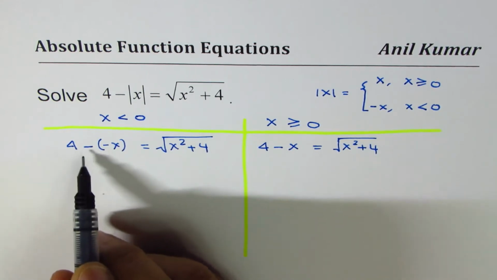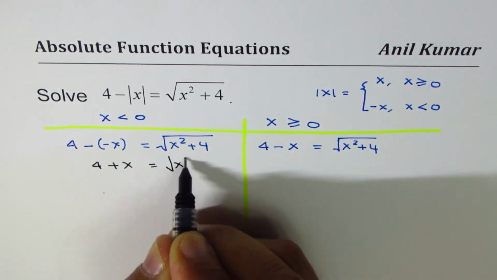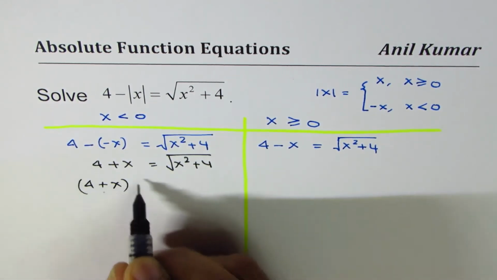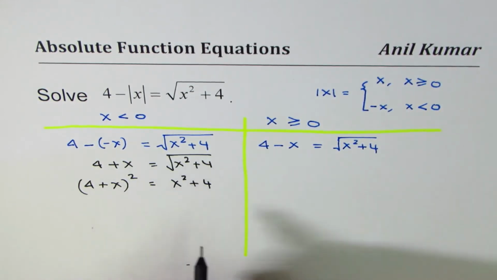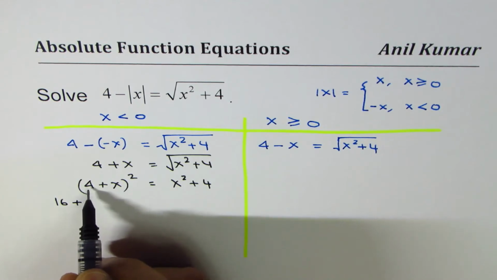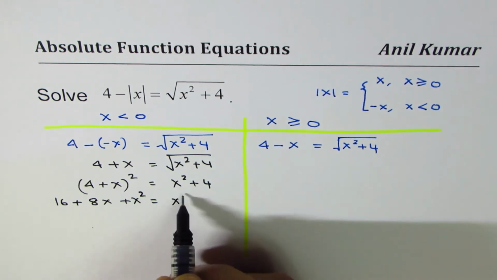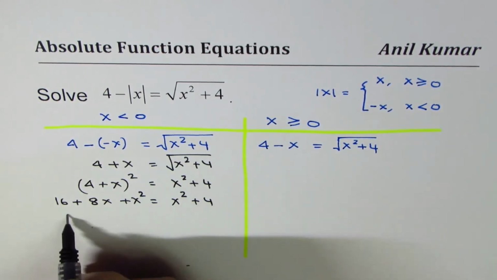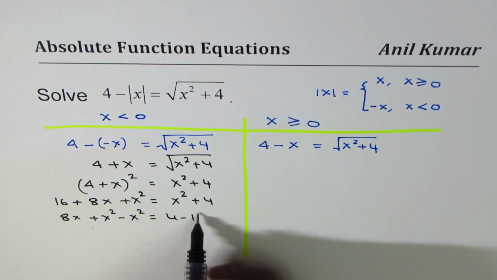x less than 0, 4 minus minus x could be written as 4 plus x equal to square root of x squared plus 4. We can square both sides, so we get 4 plus x whole square equals x squared plus 4. So we have squared both the sides. Let me expand this. 4 squared is 16, okay, 16 plus 2ab, which is 8x, plus x squared equal to x squared plus 4. Now we can bring x terms to one side, so we get 8x plus x squared minus x squared equals 4 minus 16.